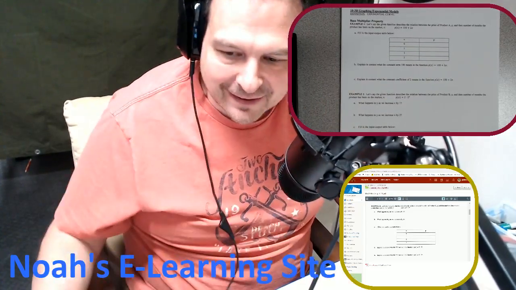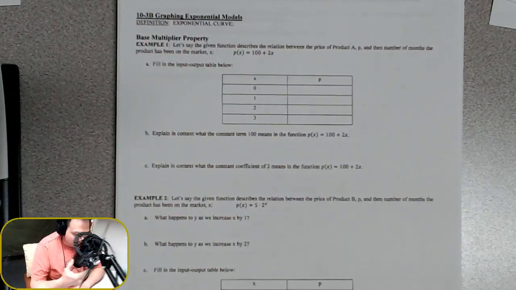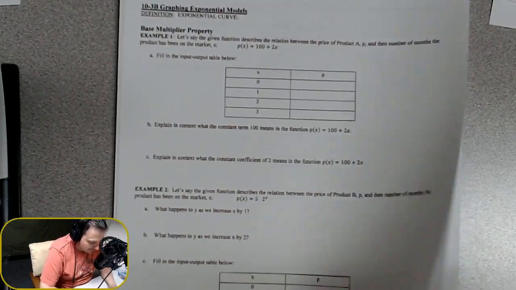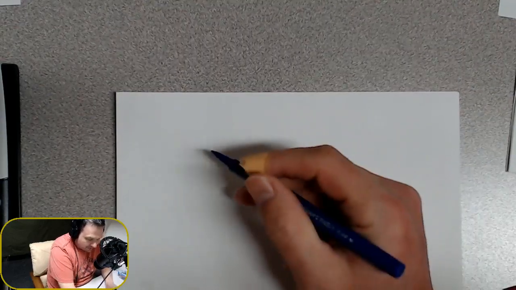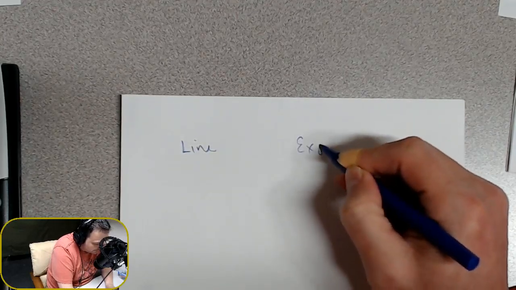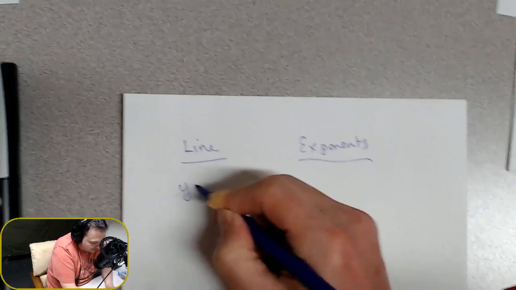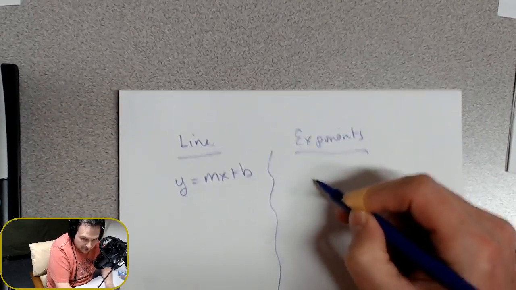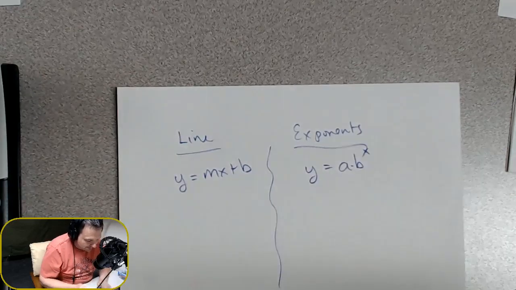Okay, we're working on exponents, and let's take a look at the document here. Remember yesterday, the big thing was the difference. Let's just review. For lines, we had y equals mx plus b. For exponents, we had y equals ab to the x.